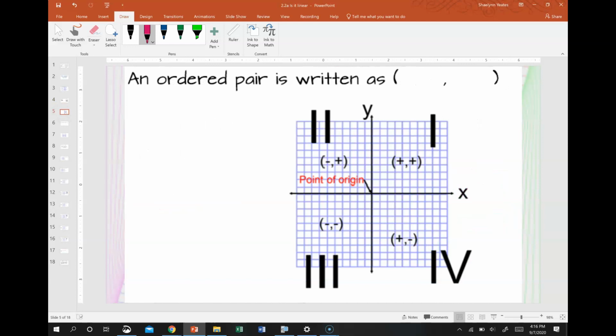All right, moving on. Remember that an ordered pair is always written as x, comma, y. And each quadrant has differences. In quadrant 1, both are positive. In quadrant 3, both are negative. And then these are where they get more specific. In quadrant 2, x is negative, y is positive. And in quadrant 4, x is positive, y is negative. This is called the point of origin. You know it as the point 0, 0.